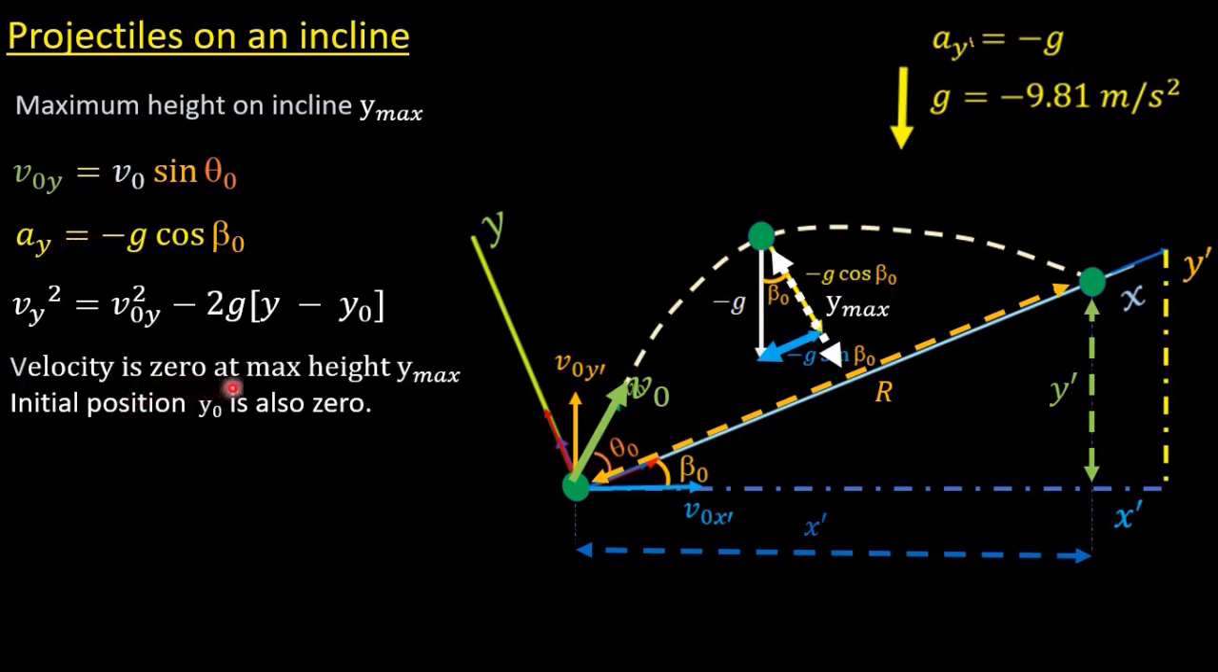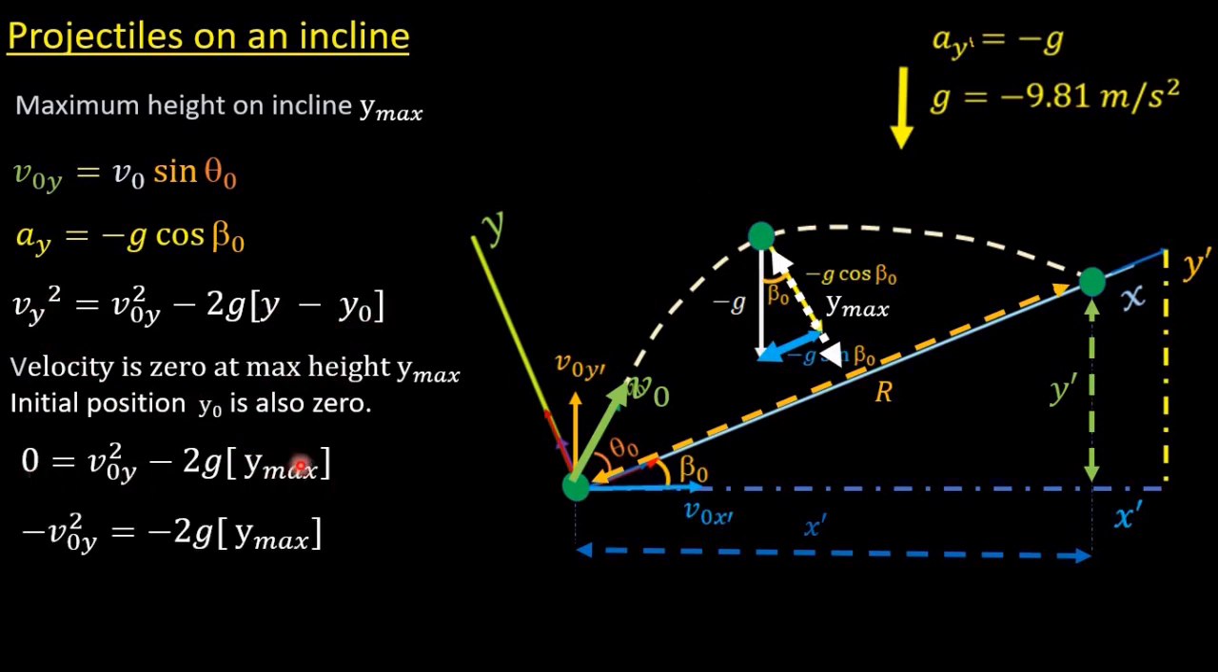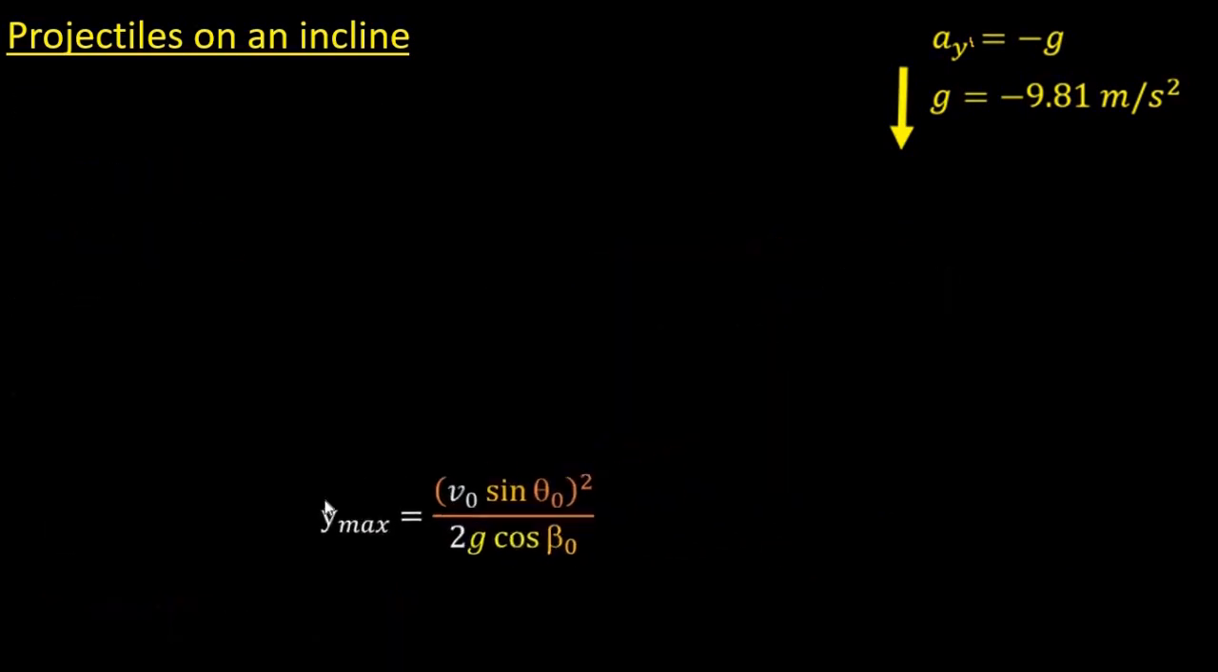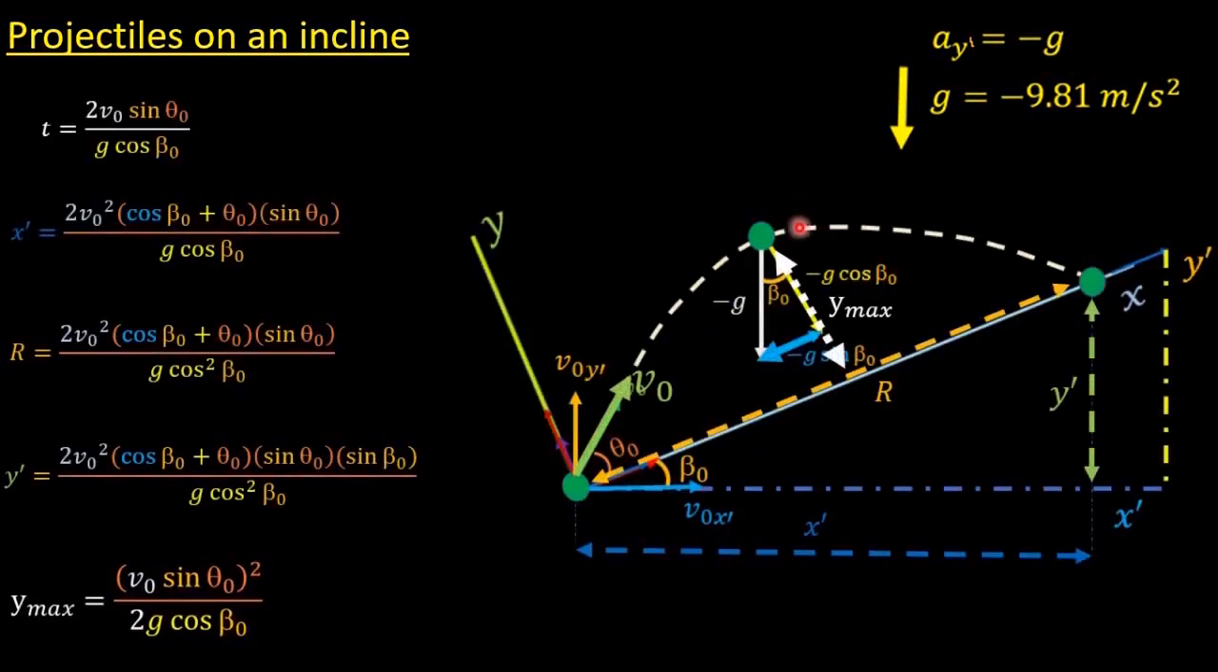So the velocity is 0 at max height, and at the initial position y sub 0 is also 0. Initially y was 0, and when it's at the maximum height here, the velocity is going to be 0 in the y direction. So I'm going to set v sub y to 0, and I'm going to set y sub 0 to 0 to leave behind this, and I've just rewritten y as y sub max. Then subtract that from both sides, and substitute my values in. I've substituted v sub 0 y into here, and I've substituted a sub y into g. Then I can divide both sides by minus 2g cos beta to get this. And then the minuses cancel out, leaving behind this, and that is my height, y sub max. So this height here.